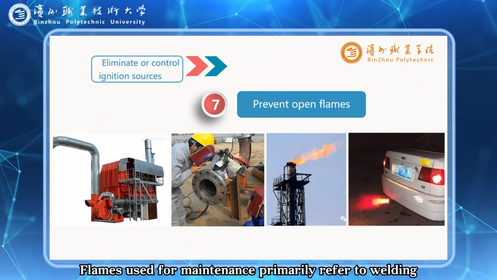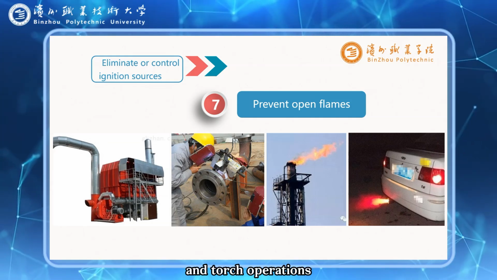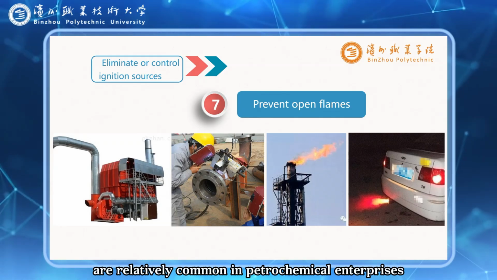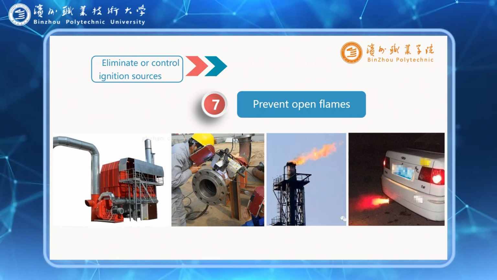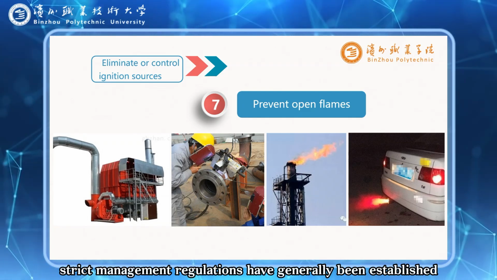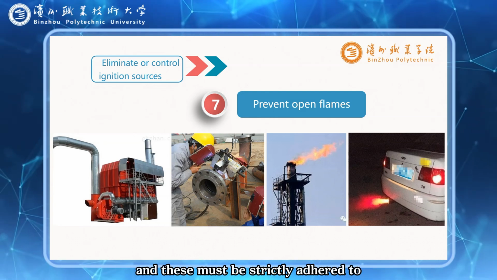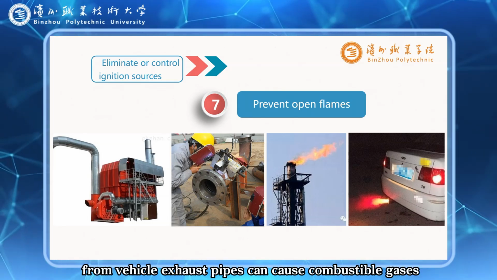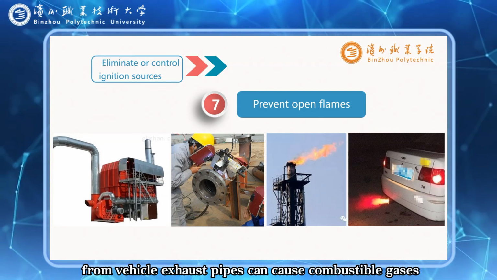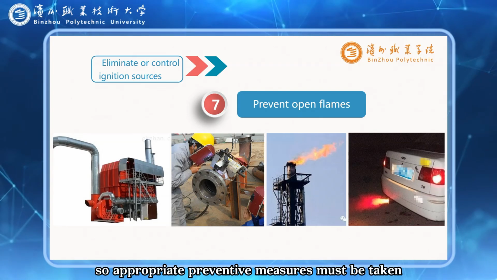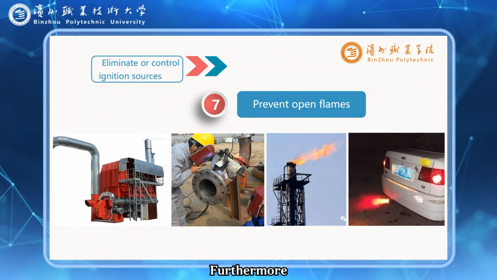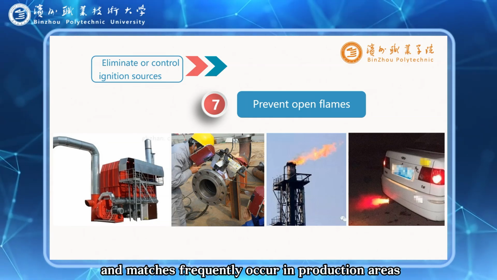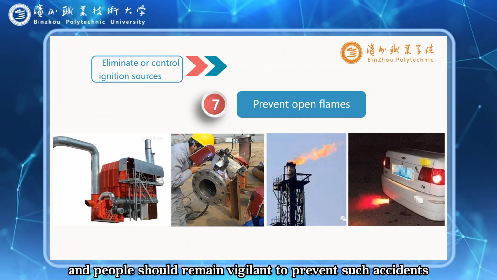Flames used for maintenance primarily refer to welding, cutting, and torch operations. Fires and explosions caused by maintenance-related open flames are relatively common in petrochemical enterprises. Therefore, strict management regulations have generally been established for such operations, and these must be strictly adhered to. In addition, flying sparks from chimneys or sparks from vehicle exhaust pipes can cause combustible gases to deflagrate, so appropriate preventive measures must be taken. Furthermore, it is important to note that fires caused by cigarette butts and matches frequently occur in production areas, and people should remain vigilant to prevent such accidents.